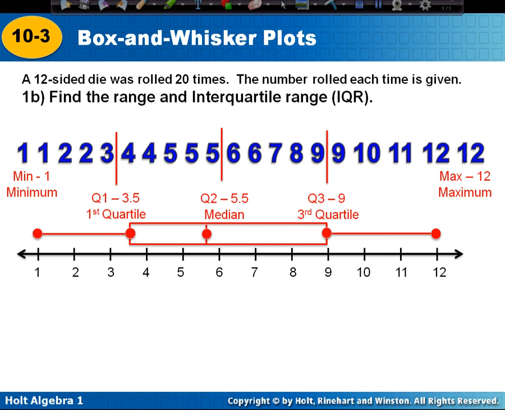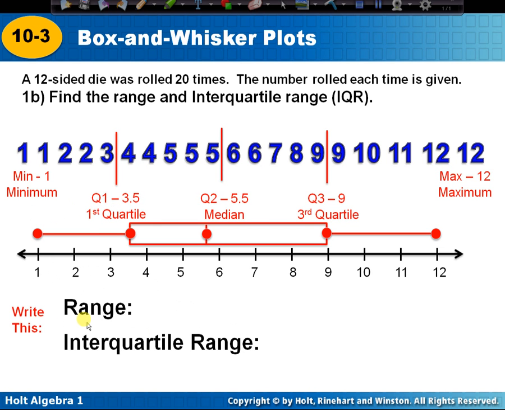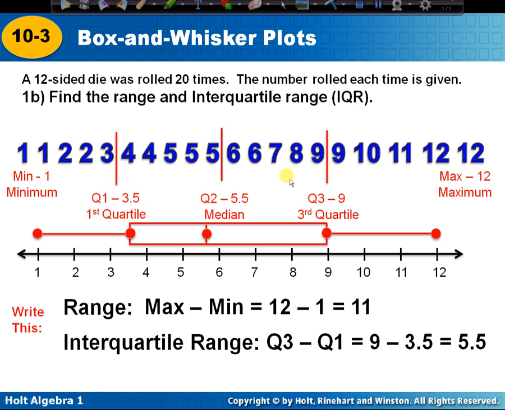Alright, so we're going to find those for the box and whisker that we just made. We already made this box and whisker, so I want you to write underneath there range and interquartile range. Our range here is our maximum minus our minimum, so that's going to be our 12 minus our 1. I want you to write here max minus min equals 12 minus 1, which is 11. Our interquartile range is our Q3 minus our Q1. So I want you to write Q3 minus Q1, and that's going to be 9 minus 3.5, which is 5.5.